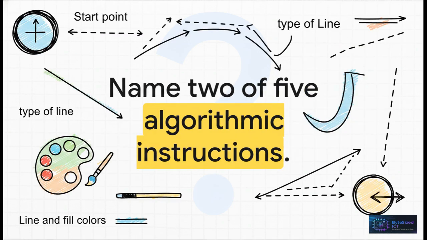And here's our final question, number 3. Name just 2 of the 5 specific algorithmic instructions needed for a computer to draw a vector. Take a moment. Okay, if you said starting point, end point, type of line, curves or angles, or line and fill colors, you are absolutely correct. Go ahead and give yourself an A+.